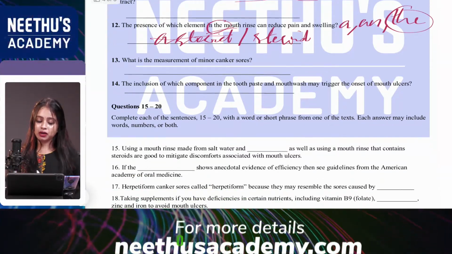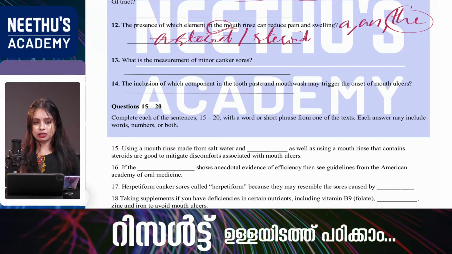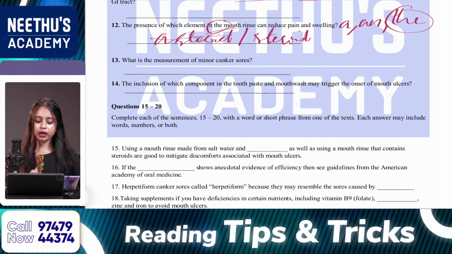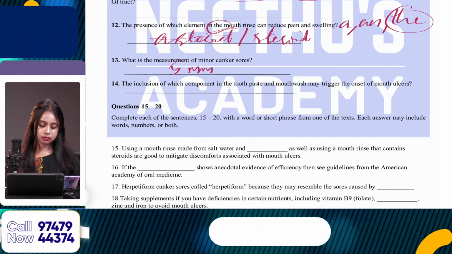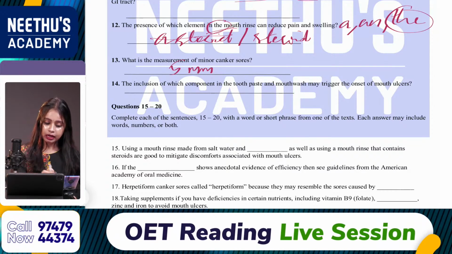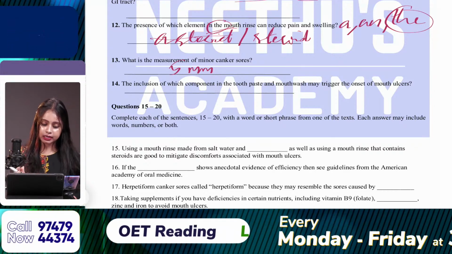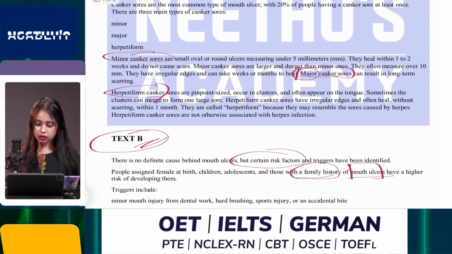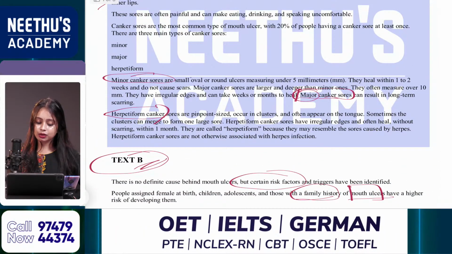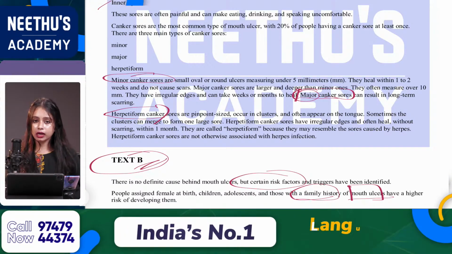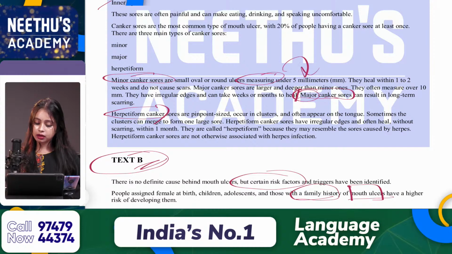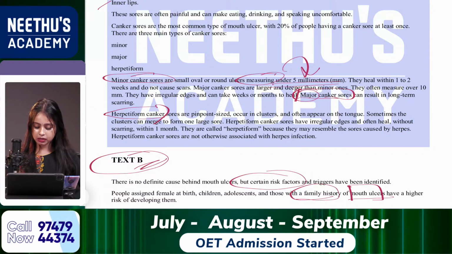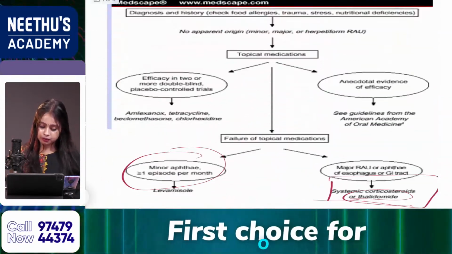Okay, 13th one. What is the measurement of minor canker sores? So what is the measurement? Which means definitely a number, right? Okay, so that is 5 mm. Very good. Which is mentioned in question number 13, that is in text A. Minor canker sores are small oval or round ulcers measuring under 5 millimeters. So the answer is 5 millimeters. Very good. Then the next question.